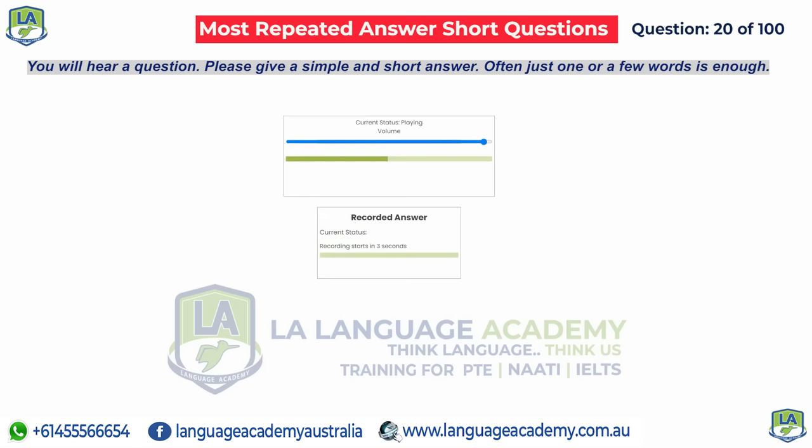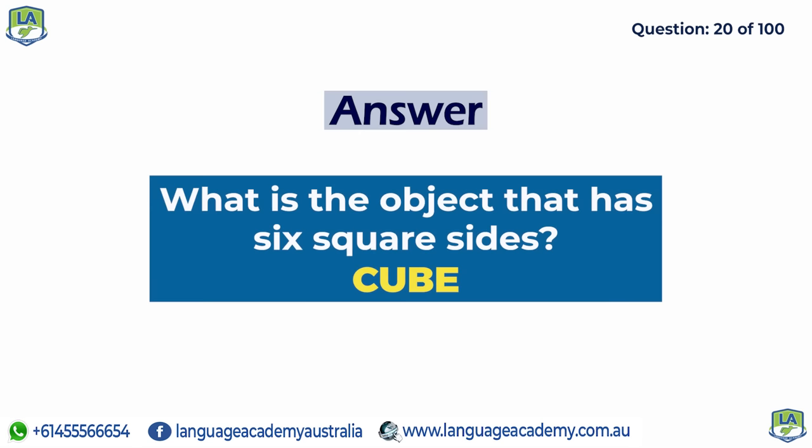What is the object that has six square sides? Cube.